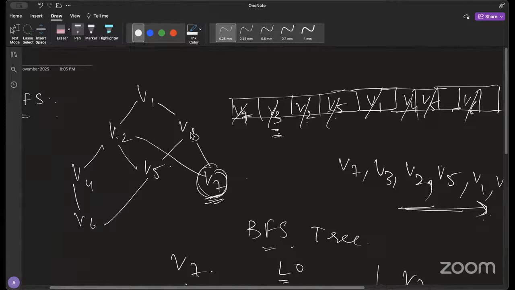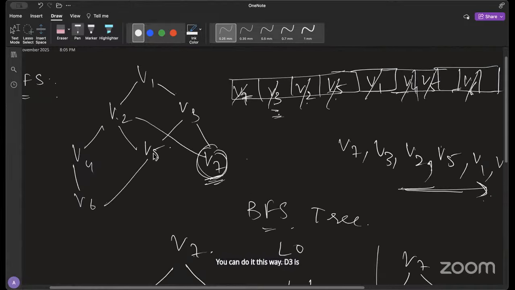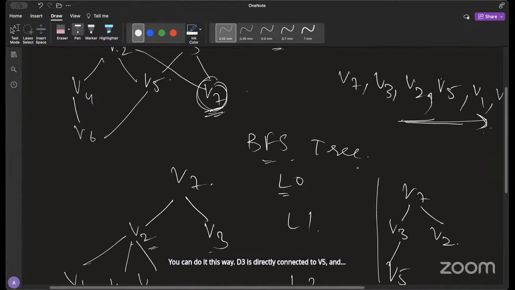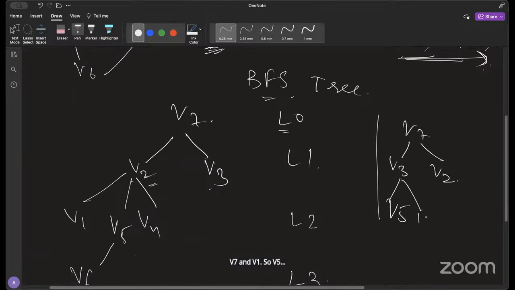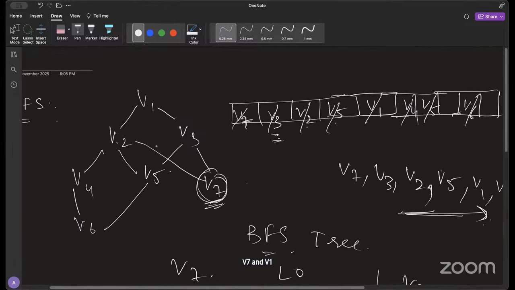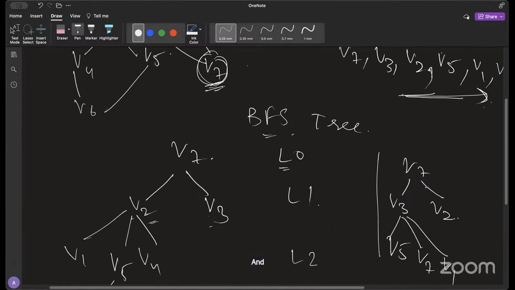You'll do it this way. V3 is directly connected to V5 and V7 and V1. So V5, V7 and V1 will come under V3, and V4 will come under V2.